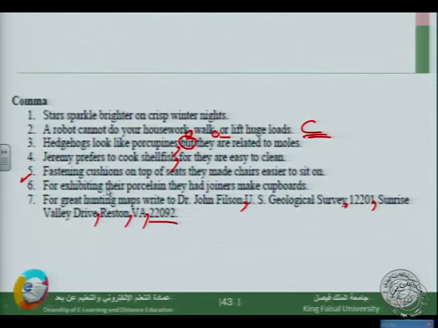Try to study the commas and where we can put them in sentences. Try to do more of these exercises. Try to memorize the rules of the commas, how to use the commas, and when to use the colons and the semicolons. Hopefully you have got the benefit from this lesson.